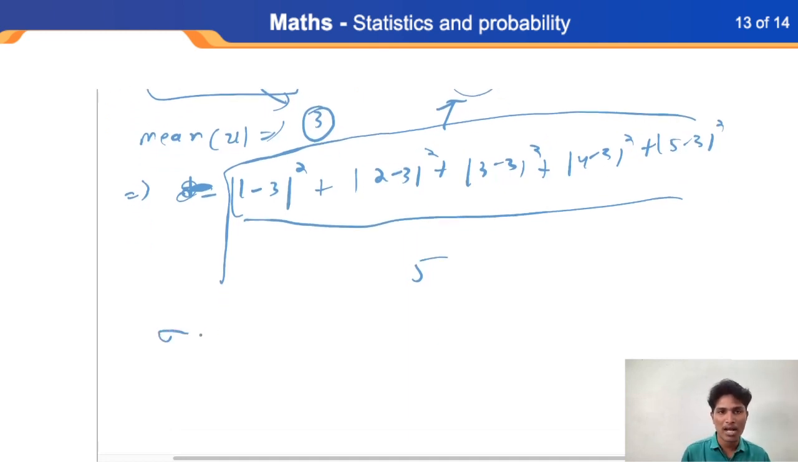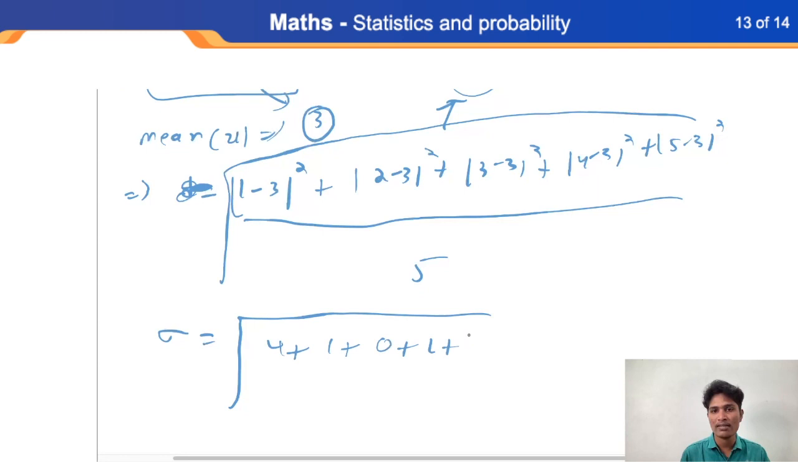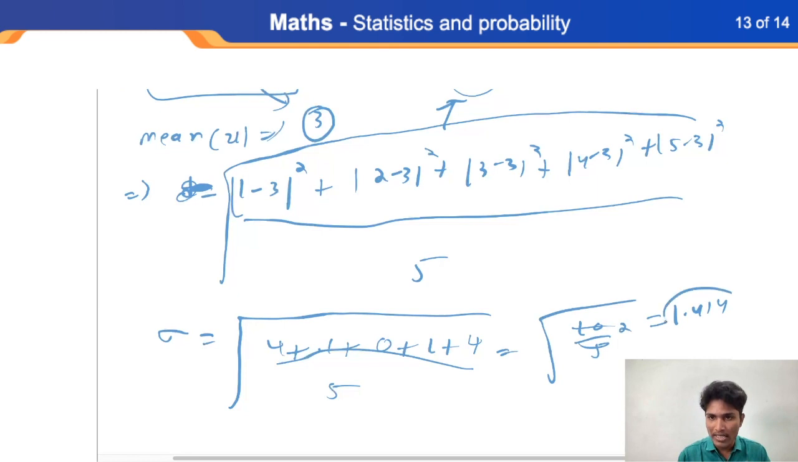So if you observe, sigma is equal to the root of 1 minus 3 whole square, which is 2 square, that is 4. Here it is 1 square, 1. Here it is 0 square, 0. Here it is 1. Here it is 4, divided by 5. So what will you get? You will get the root of 4 plus 1 is 5, 4 plus 1 is 5, so 10 by 5, which is 2. So 1.414 is the sigma value. Like this you have to calculate.